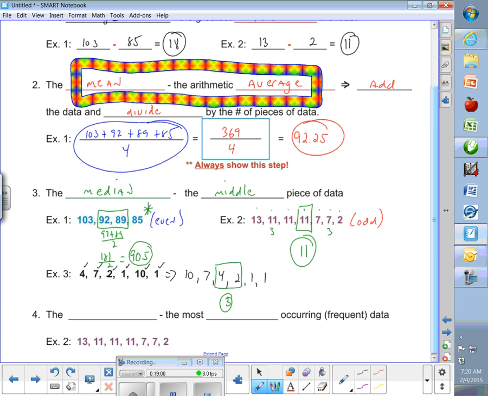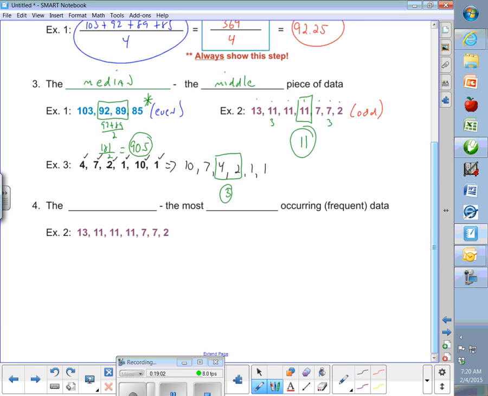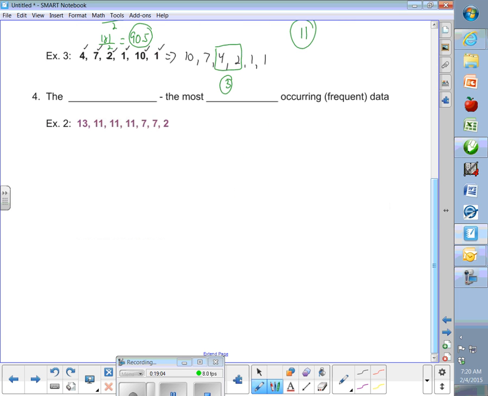All right, I need to get rid of my shade so I can go higher here. And the last one.